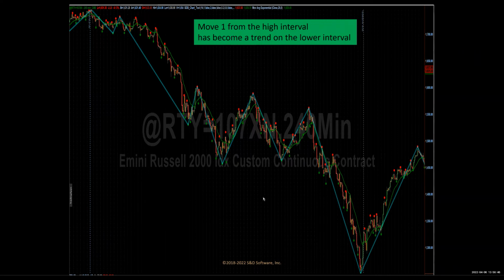But again, the general relationship held in that the move we had from the high time frame became the trend on this lower time frame. Now, for those who are wondering, the red dots here are marking the swing highs and the green dots are marking the swing lows. And that way you can see how the starting points for the moves and the ending points for the moves were selected in accordance with the rules we gave earlier.